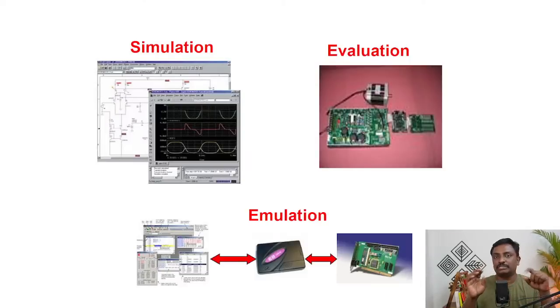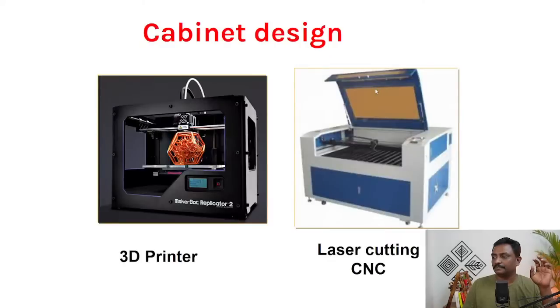Simulation, evaluation, and emulation. Evaluation is a board manufactured by the manufacturer itself. You can purchase this board and test the design, because the manufacturer will provide the right schematics and data sheets, and a lot of other things. When you design a product for the first time, you just go with the evaluation board. Once the software design is completed, you can go for your own design, for which you need an emulator for testing this board.